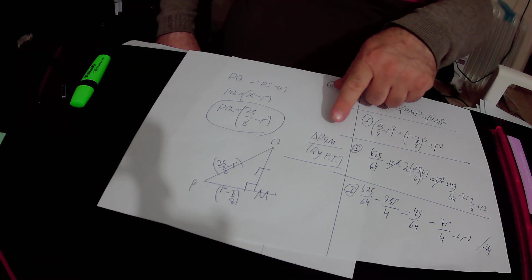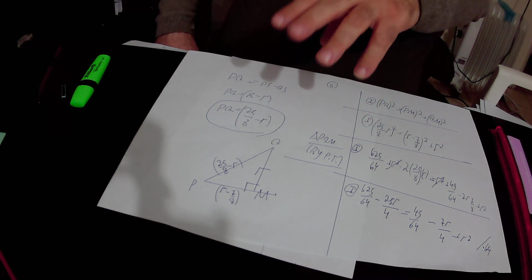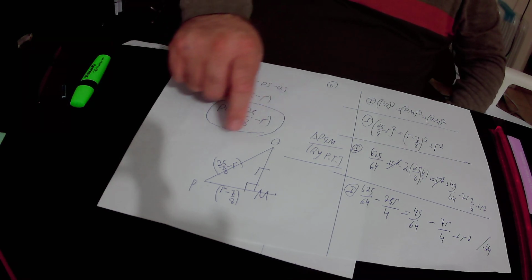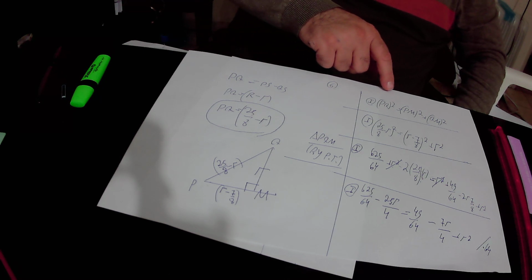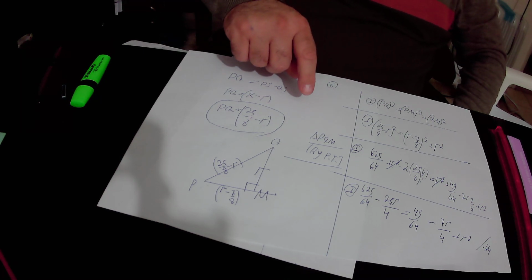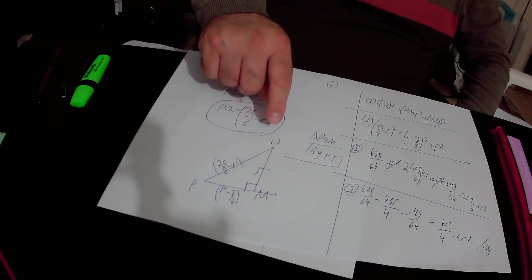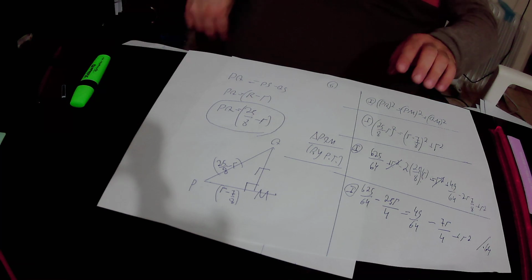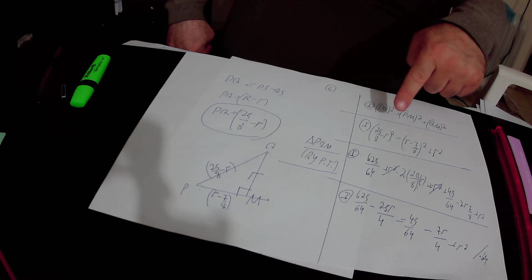So by PT, the Pythagoras theorem, the square of the hypotenuse equals the sum of the squares of the perpendiculars. The hypotenuse is QP. The square of the hypotenuse is QP square or PQ square. This is the same. It is equal to the sum of the squares of the perpendiculars, that is, PM square plus QM square. PQ equals 25/8 minus R, so we substitute PQ by 25/8 minus R.